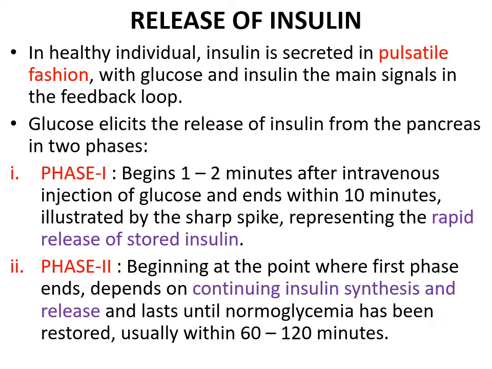Now, release of insulin. In a healthy individual, insulin is secreted in a pulsatile fashion, with glucose and insulin the main signals in the feedback loop. Glucose elicits the release of insulin from the pancreas in two phases. In phase 1, it begins 1 to 2 minutes after intravenous injection of glucose and ends within 10 minutes, illustrated by a sharp spike representing the rapid release of stored insulin.